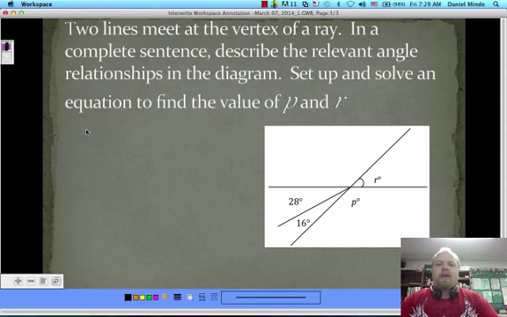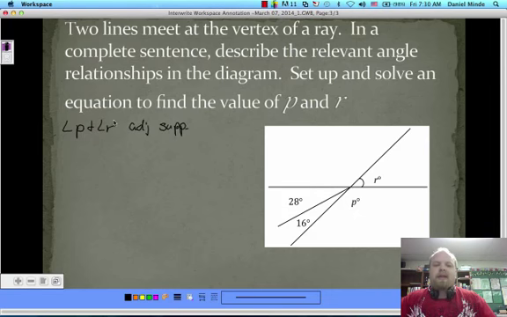Okay, the next problem we're going to look at. 2 lines meet at a vertex of a ray. In a complete sentence, describe the relevant relationships in the diagram. Set up and solve an equation to find the values of P and R. So angle P and R are seen on the straight line. Angle P and angle R, we can already see, are adjacent, and they're also supplementary to each other.